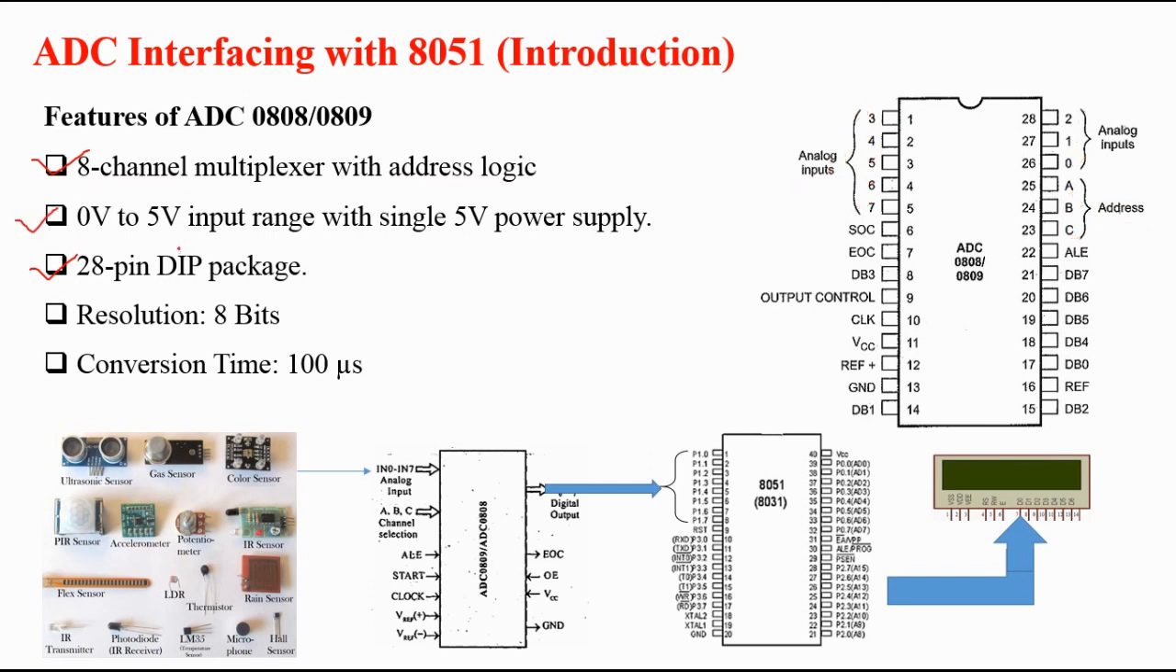Then, 0 volt to 5 volt input range with a single 5 volt supply. It means that to this VCC pin, which is available at this location, you can connect a 5 volt supply. Now it is able to convert the 5 volt analog into its digital form.